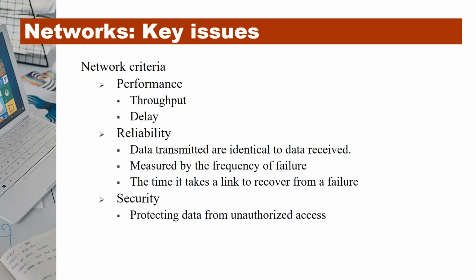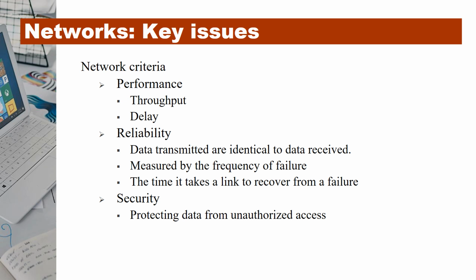Here we're talking of key issues in networks. We talk of performance, which is the ability of the network to transmit data efficiently. We talk of throughput or delay. Throughput is the amount of data transmitted per unit time. Delay is the time it takes for data to travel from the sender to the receiver. We shall discuss this in the next lectures.